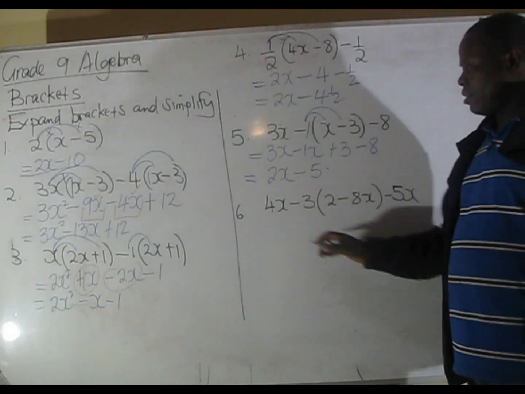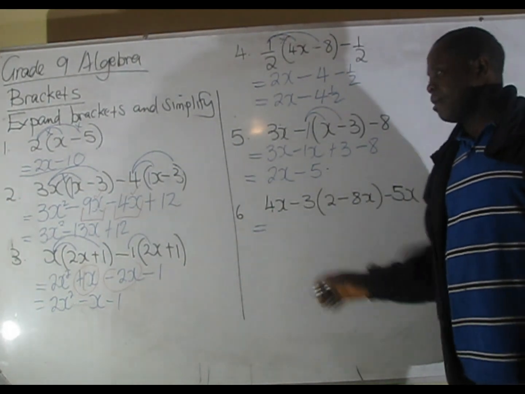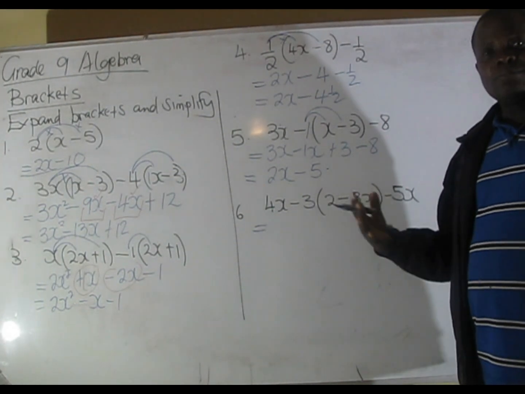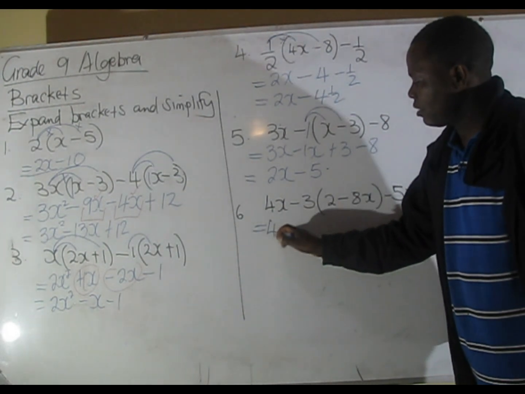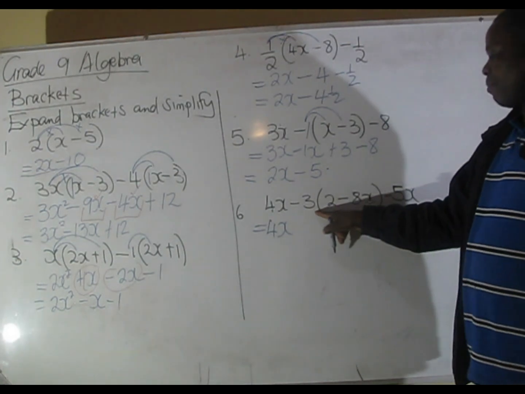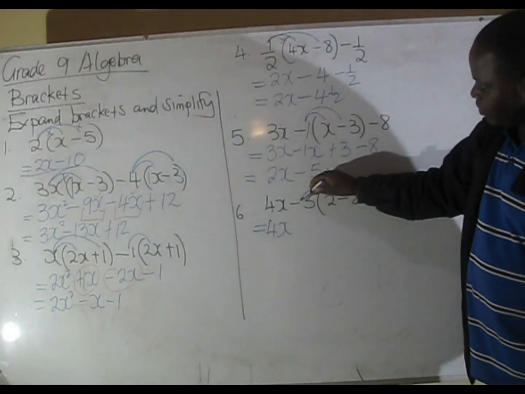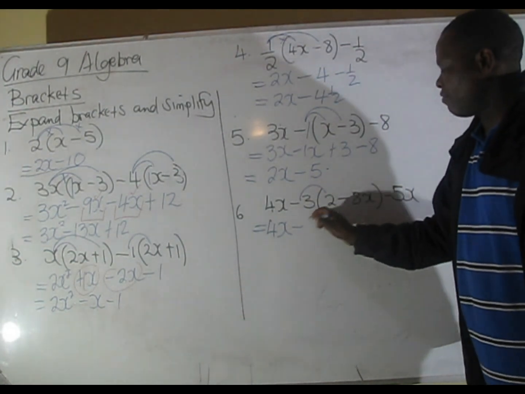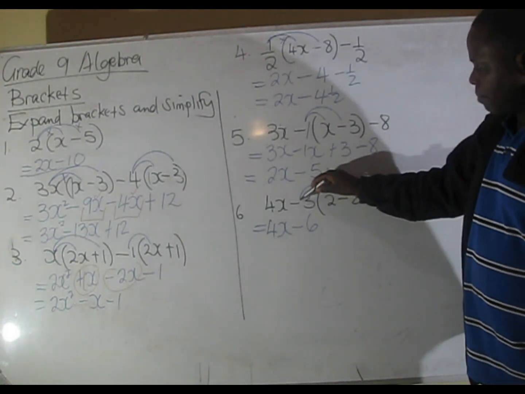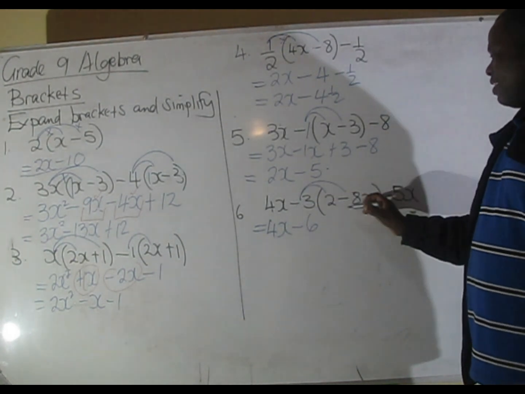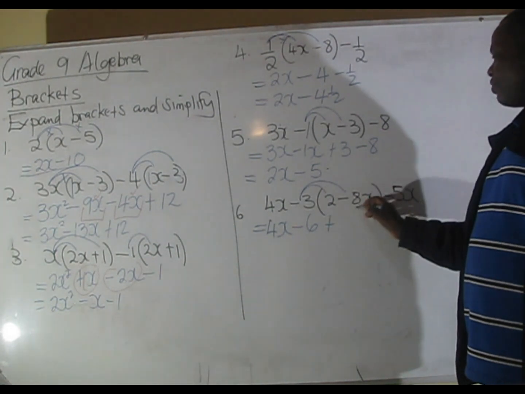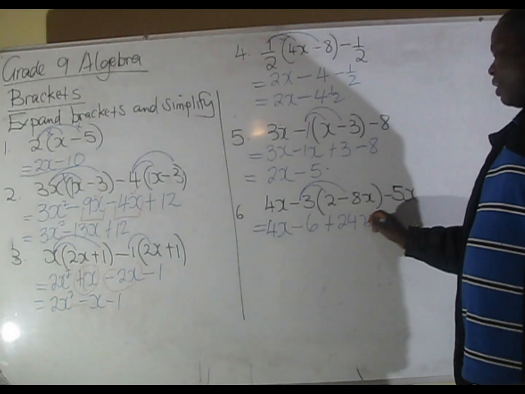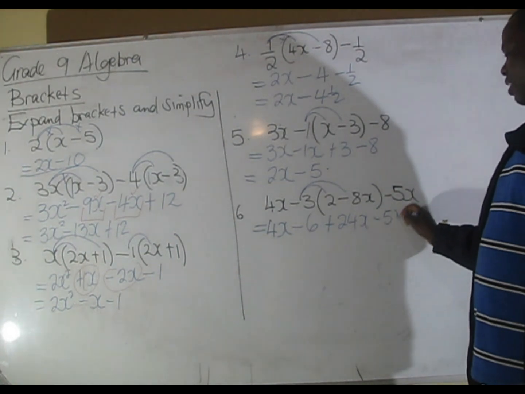One more question to just sum it up. Brackets are removed by multiplication. So I have 4x, then when I remove my brackets, I'm going to multiply by negative 3. A negative 3 times 2 will give me a negative 6. Then I multiply there, a negative and another negative makes it positive. Then 8 times 3 is 24x minus 5x.